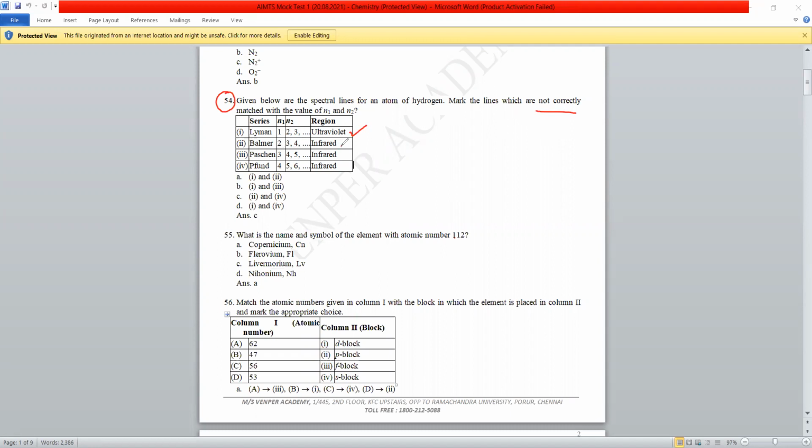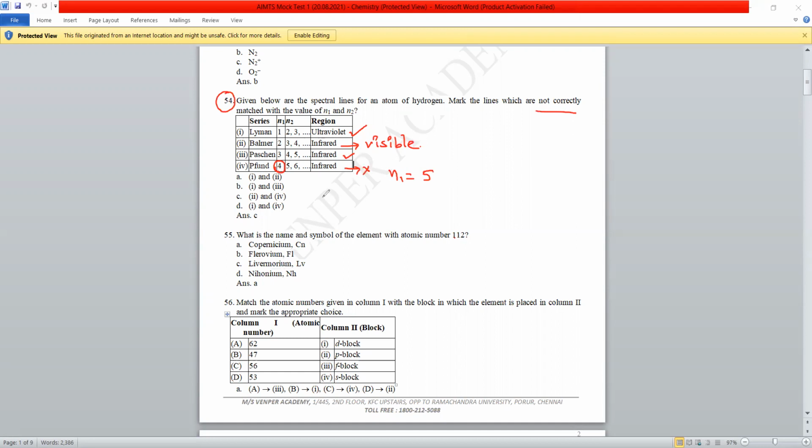But the region is the visible region, not infrared. That is the wrong one. So the second one is the wrong one. Paschen series is the correct statement. But Pfund, you can go here. The n1 value for Pfund should be 5, but they have given 4. So this also is a wrong statement.